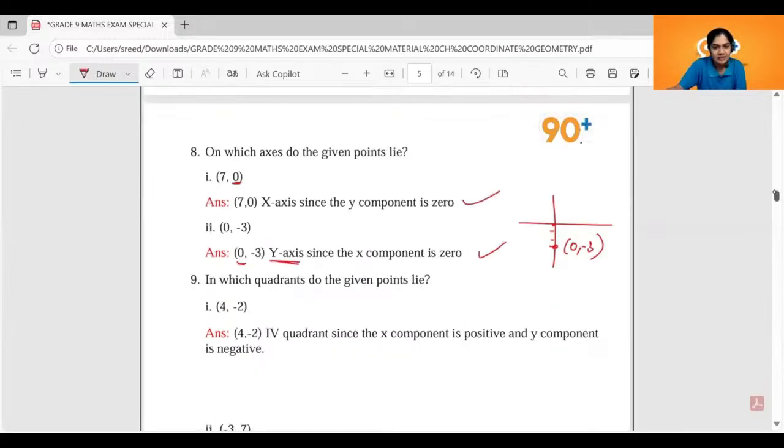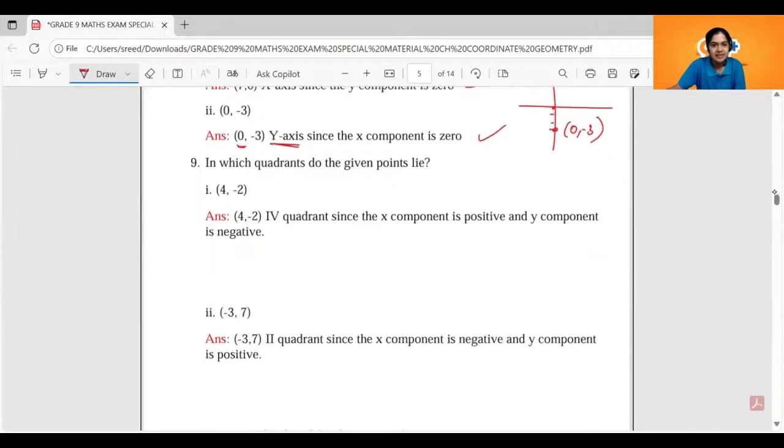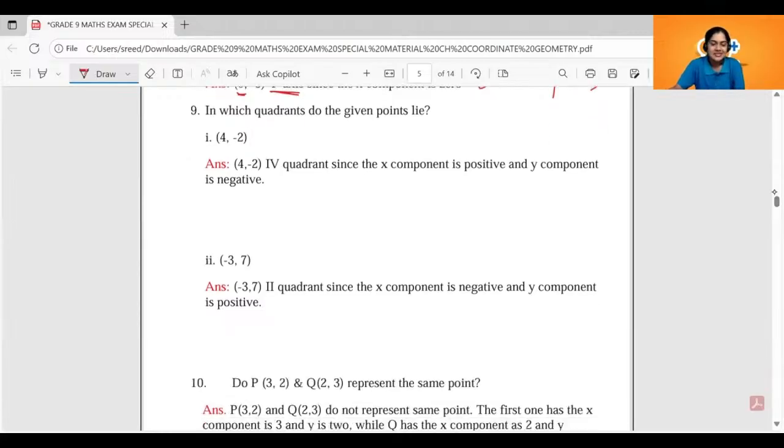Now, ninth question. Very easy, right? In which quadrants do the given points lie? So see, the first point is (4, -2). The x coordinate is positive, so this is the positive side. And the y coordinate is negative, the negative side of y. So which quadrant encloses those two things?